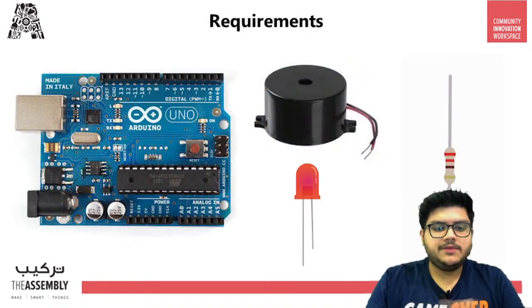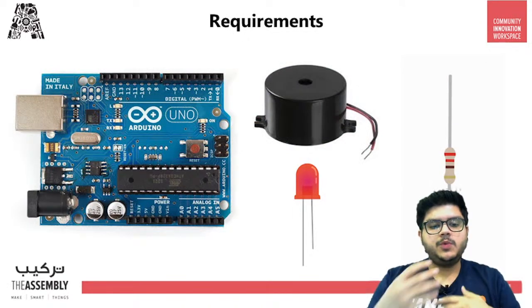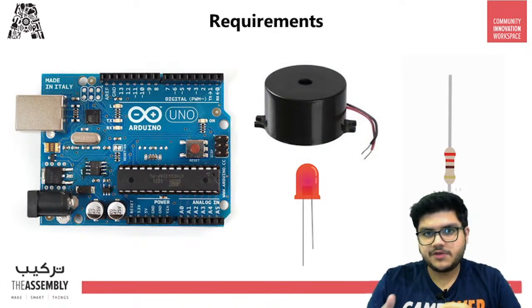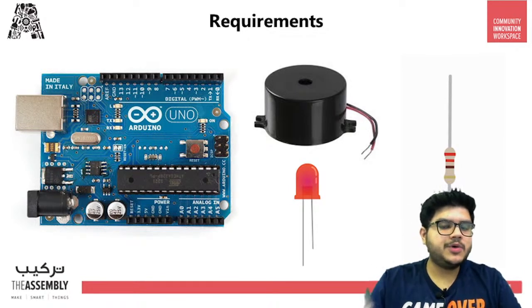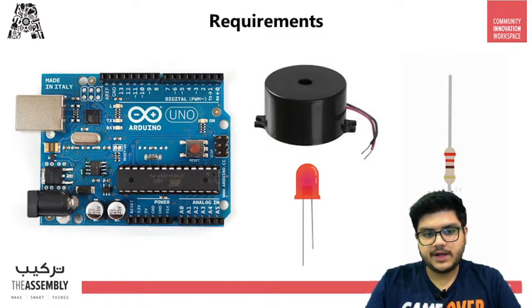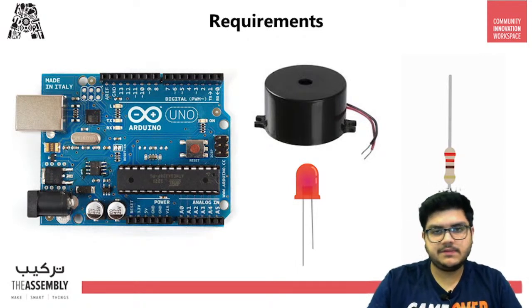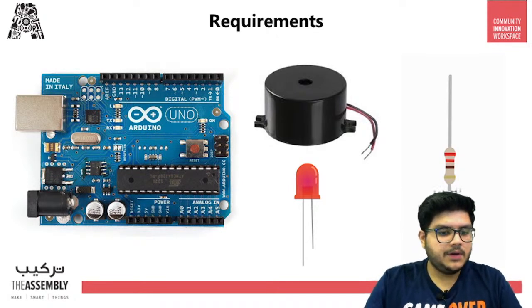So what are the requirements for today's workshop? What we will be doing is essentially passing in a string, and that string will be converted into Morse code, and we'll receive output in two forms. We'll receive audio output by using a buzzer, and we will receive a visual output by the use of the LED.